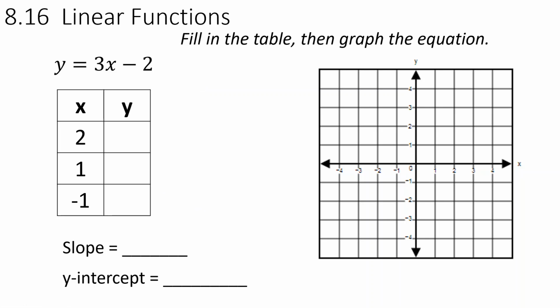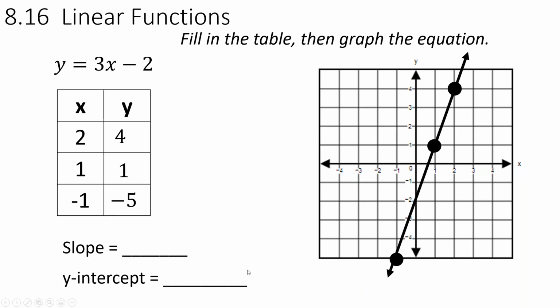You could use Desmos if you needed to, but ideally you should be able to do this in your head. 3 times 2 is 6 minus 2. And then you plot the point: 2, 4. 3 times 1 minus 2 is going to give you an output of 1. So 1, 1. Put in a negative 1. That's negative 3 minus 2. It's going to give you negative 5. So negative 1, negative 5 is down here. You connect those points. That gives you your line.